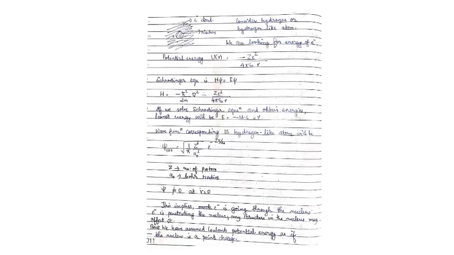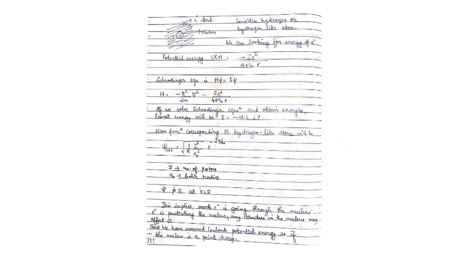Hi all, welcome to my lecture on another method to estimate the radius of a nucleus, which is called the K alpha X-ray isotope shift method. To understand this method, we will be considering some very basic ideas. Consider hydrogen or hydrogen-like atoms.